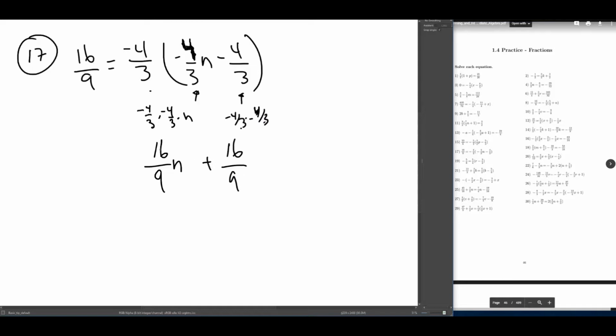Let's bring this down here. 16 over 9. Okie dokie. So we have to get rid of this 16 over 9 minus 16 over 9. So 16 over 9 minus 16 over 9 equals 0. And 16 over 9 n is left.